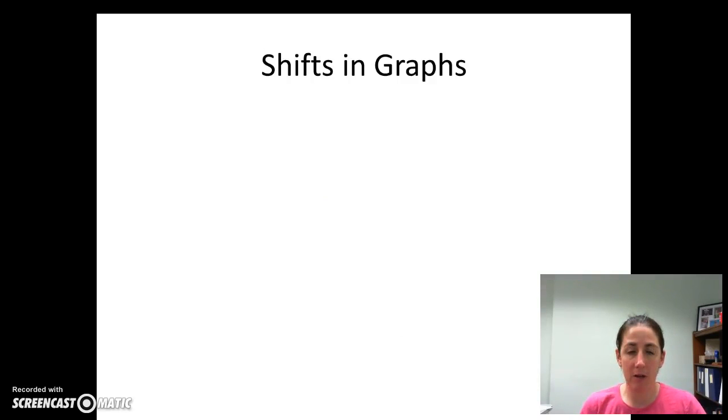Now let's talk about shifts in the graphs. We can take those parent functions and we can shift them. We can pick them up and move them up or down, or move them left and right. The thing to remember when you talk about shifts in the graph is that vertical is on the outside of the function, and it's exactly what you hope it is, and horizontal is inside the function, and it's actually the opposite of what you would hope it would be.